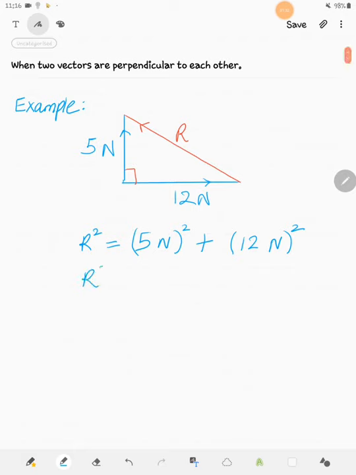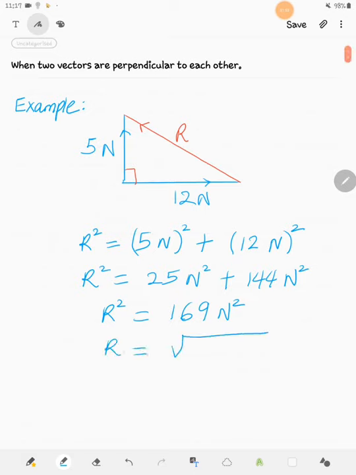Then if you continue, you are going to get 25 Newton square plus 144 Newton square. Then R square will be, if you do 25 plus 144, you are going to get 169 Newton square. So the resultant vector will be the square root of 169 Newton square, and you are going to get 13 Newton. So our resultant vector from this question is 13 Newton.